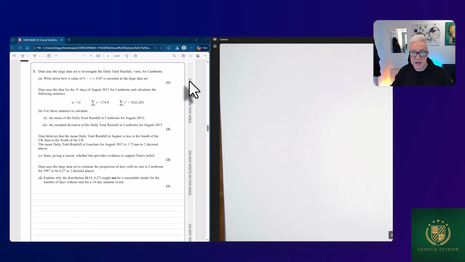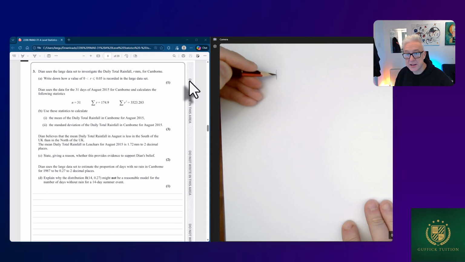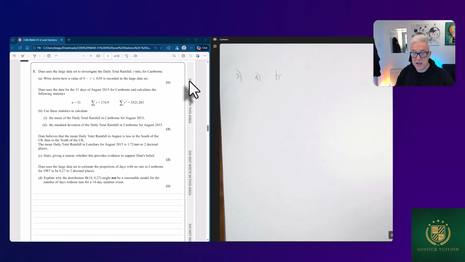So in the large data set for Edexcel, when we've got a small value like that, it's written as TR for trace. Okay, so you just write down the letters TR for that one. So TR for trace.